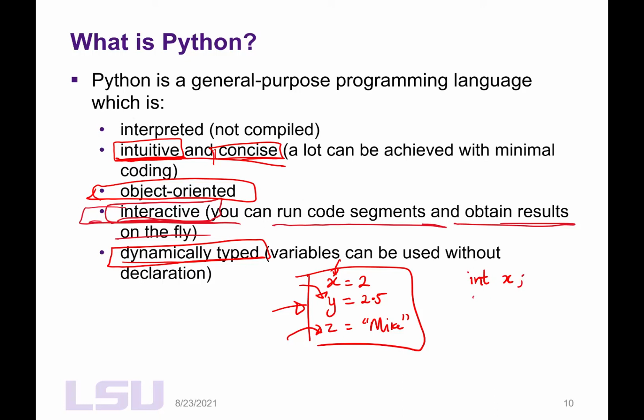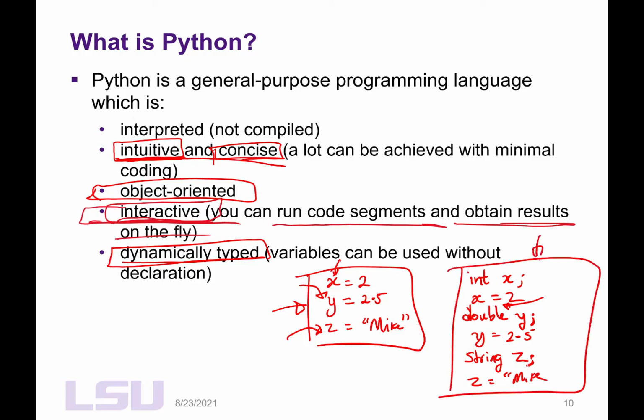After that, then you can say x equals 2. You will need to say variable y. Basically declare variable y as being of a double point floating precision type, and then you can store a floating point in it. You will need to say Mike is a string. Z has to be declared as a string before you can store a string in it. So this is what you get in languages that aren't dynamically typed.